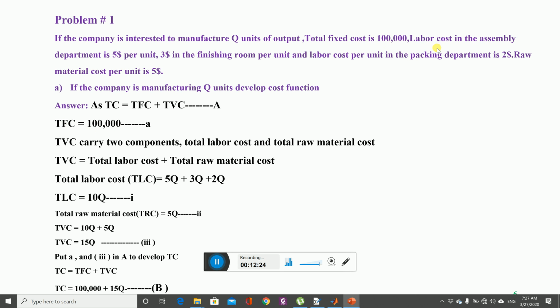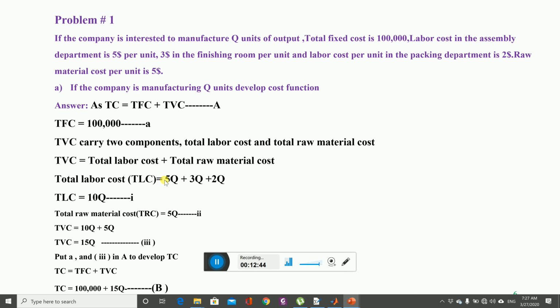This is very clear from the problem, the mathematical problem. So I give this a small name. This is the fixed cost of the company. Total variable cost carries two components: total labor cost and total raw material cost.